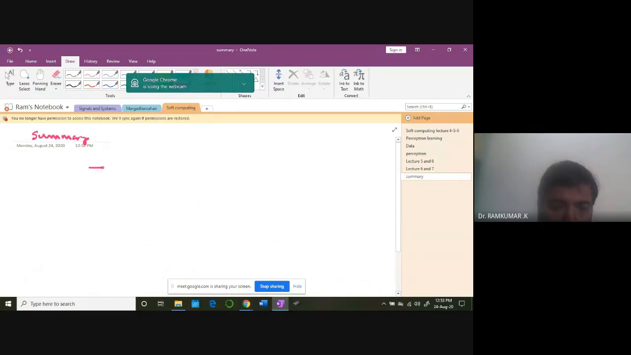So we have learned something about basically the biological neuron, the first class. And then we learned something about the McCulloch-Pitts model, okay, MP model. And then we moved on to the perceptron and the corresponding learning algorithm.